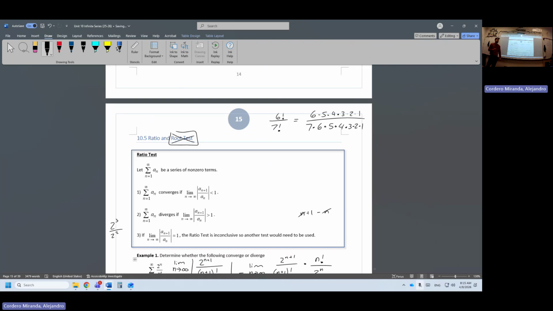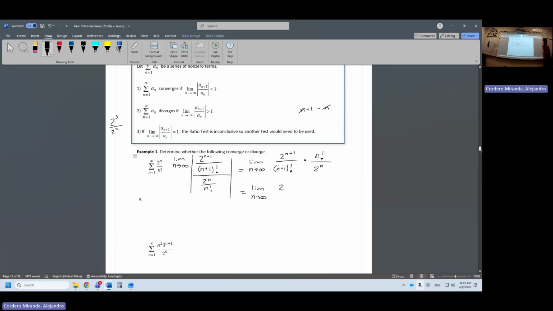So what's going to happen to this one with the concrete numbers? Exactly. All of these will cancel out, and you just get 1 over 7. In general, 1 over n plus 1. What I'm saying is that n plus 1 factorial is just n factorial times one more term, so all of the other terms will cancel except that biggest one. So here you just get 2 over n plus 1 like that.